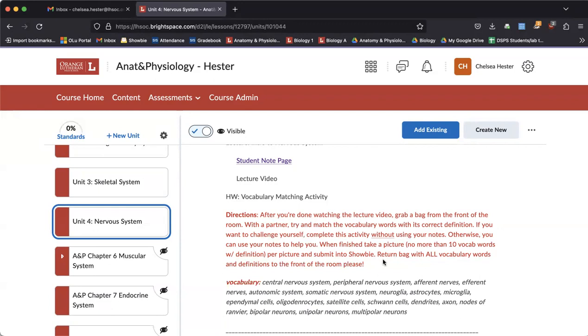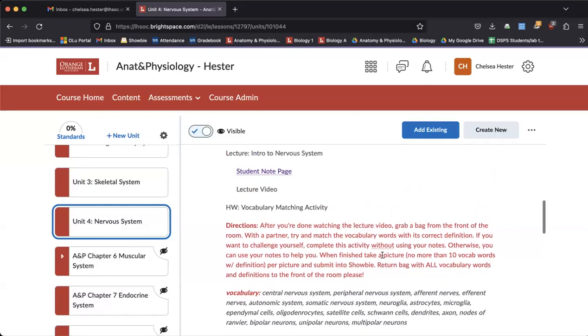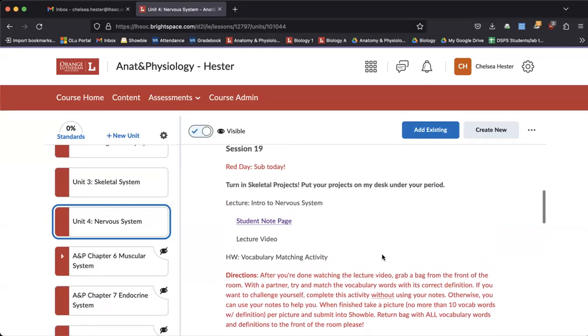Read through the directions first, because there are critical details that I want, like no more than 10 vocab words with a definition per picture. That way I can easily read everyone's term and definition properly, and then give you some feedback along the way. Here's some vocab for you, and I'll be there next class. So we'll go ahead and get started.